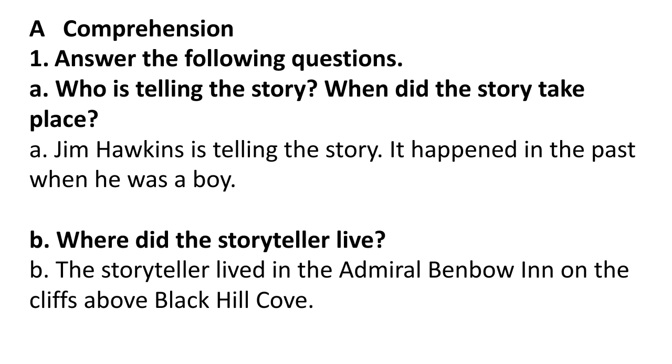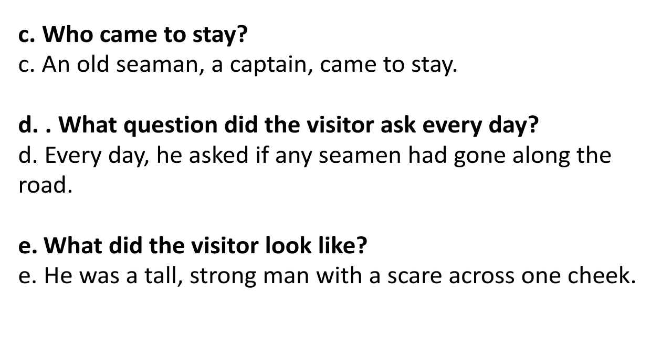Who is telling the story? When did the story take place? Jim Hawkins is telling the story. It happened in the past when he was a boy. Where did the storyteller live? The storyteller lived in the Admiral Benbow Inn on the cliffs above Black Hill Cove. Who came to stay? An old seaman, a captain, came to stay.